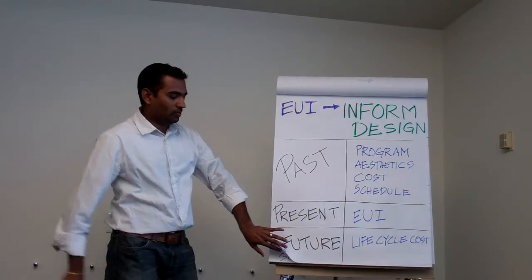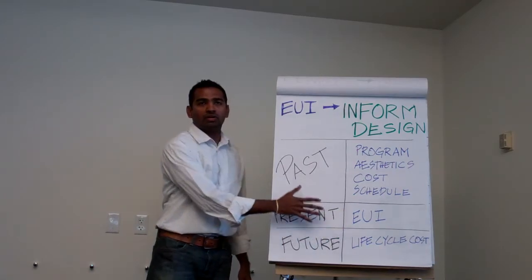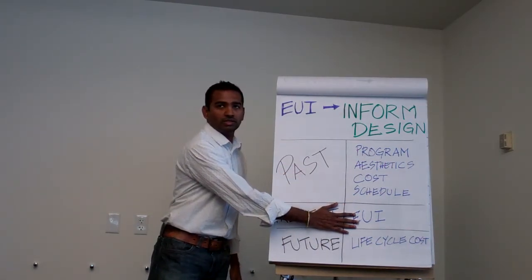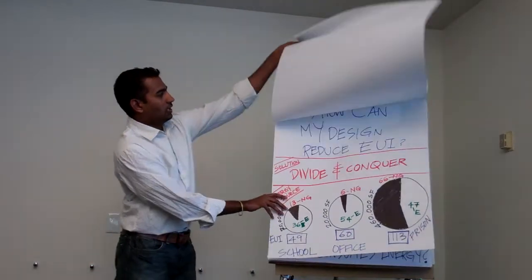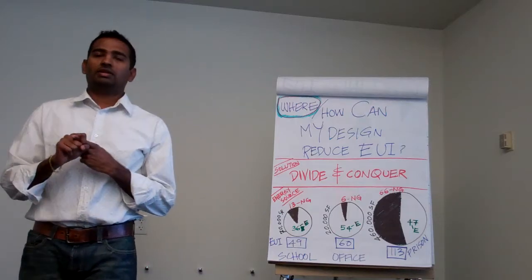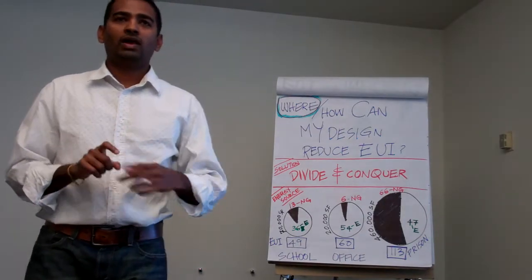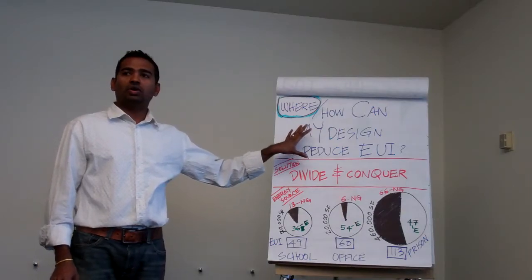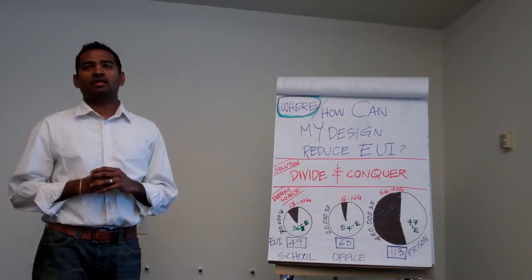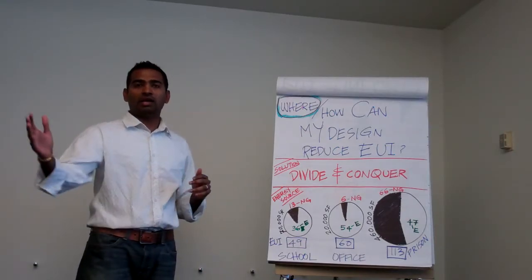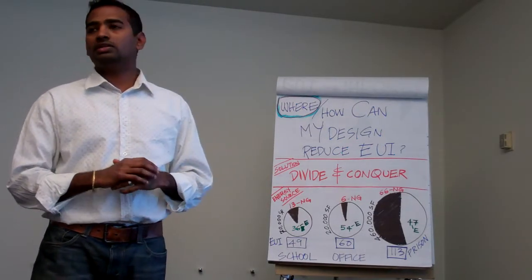Today, EUI is part of our equation, right? We don't want to neglect EUI and then at the end find out we're in trouble. So we want to include it in our discussions. Knowing that, there are two questions you can ask: where can my design reduce EUI, and how can I reduce EUI? Of these two, do you understand the difference? What do you think is the most important question? Where. Because if you know where, we're already halfway through the problem. Figuring out how to solve it is a lot easier if you know where.